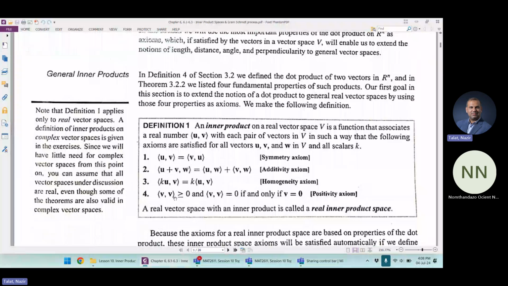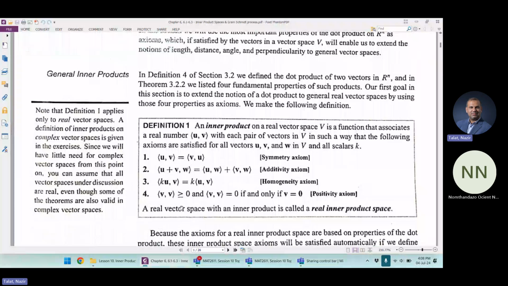Remember that the inner product is a number. Here u and v are vectors, and v multiplied with v gives us a real number, and that number is always greater than or equal to 0. This means the self inner product of a vector is greater than or equal to 0, and the inner product of a vector with itself is equal to 0 if and only if v is equal to 0, meaning that vector is the zero vector. And any real vector space that satisfies all these axioms is called a real inner product space.